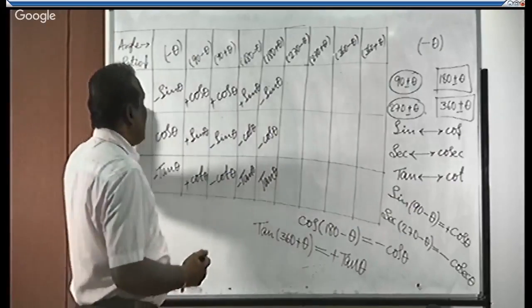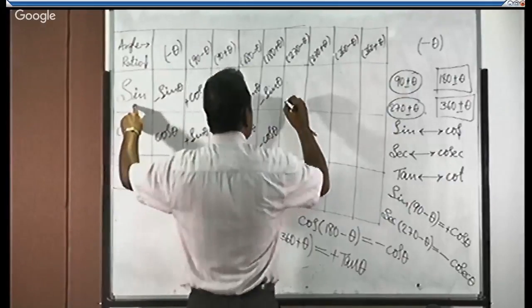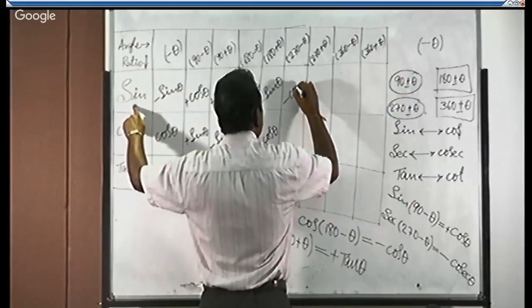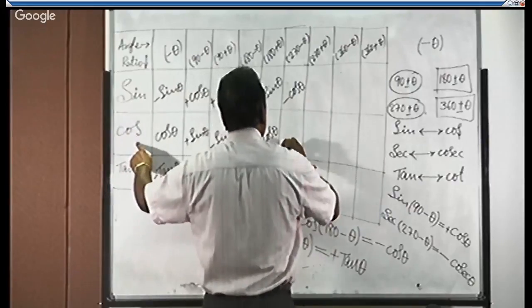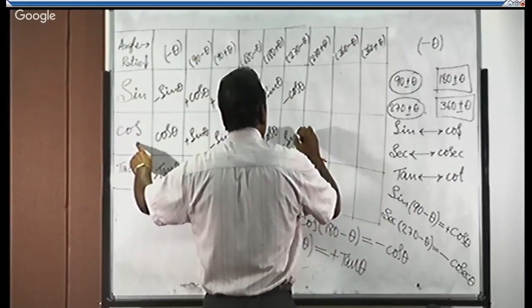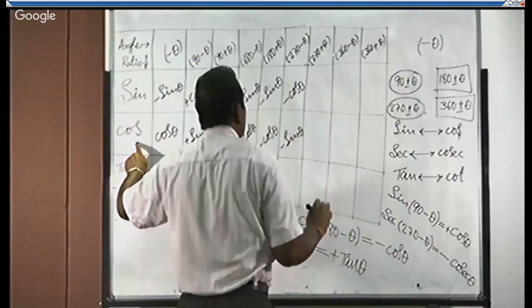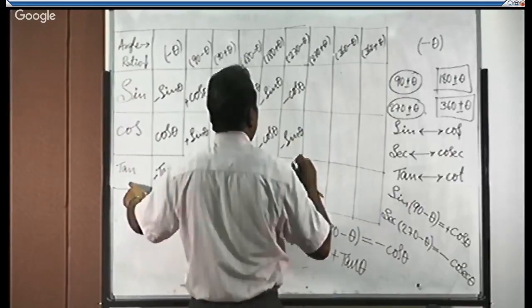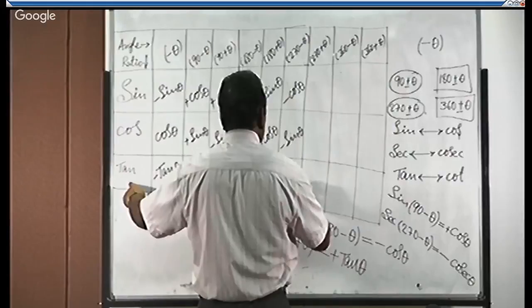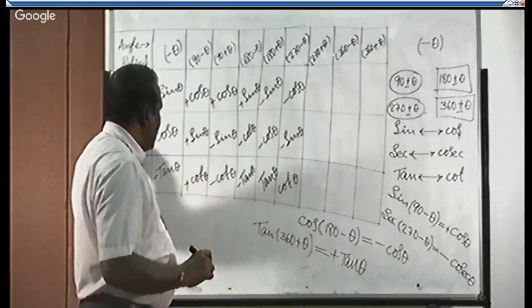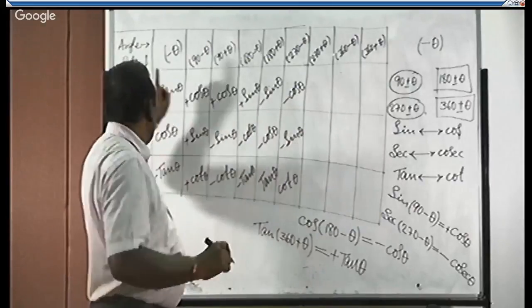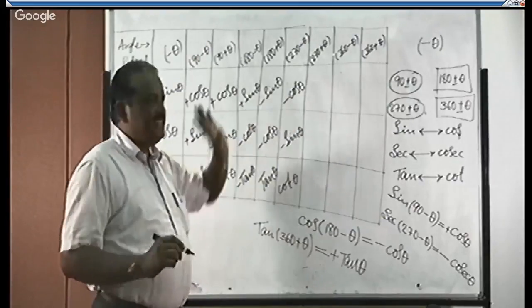Therefore, sine of 270 minus theta is minus cos theta. Cos of 270 minus theta is minus sin theta. And tan of 270 minus theta is plus cot theta, because for tan, cot is its cofunction, for cos, sin is its cofunction, and for sin, cos is its cofunction.